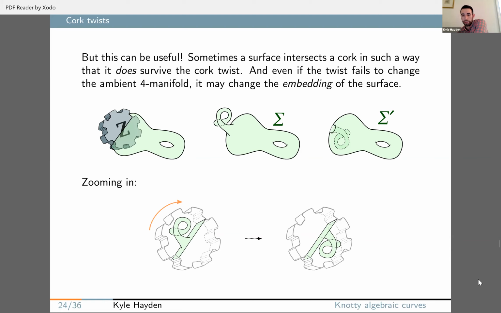Yeah, at the moment, it's not quite clear how to make it less ad hoc.